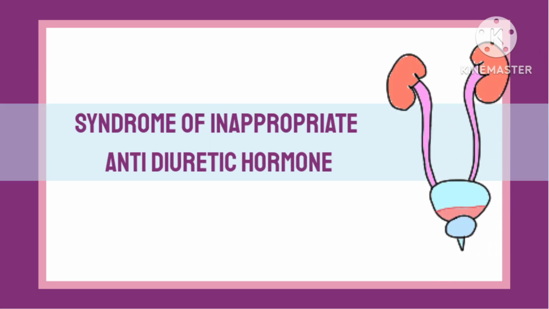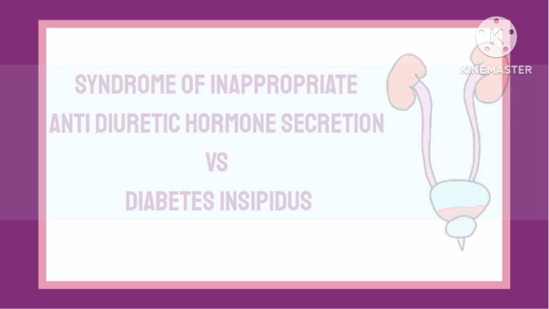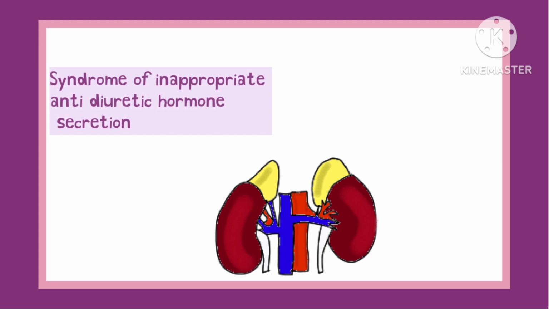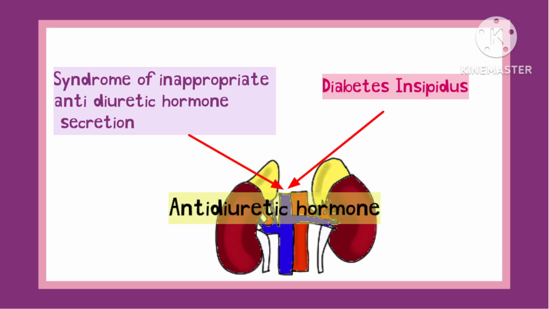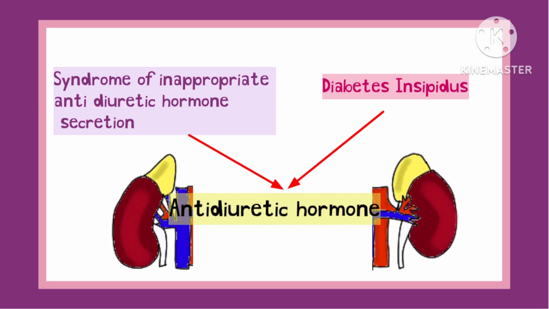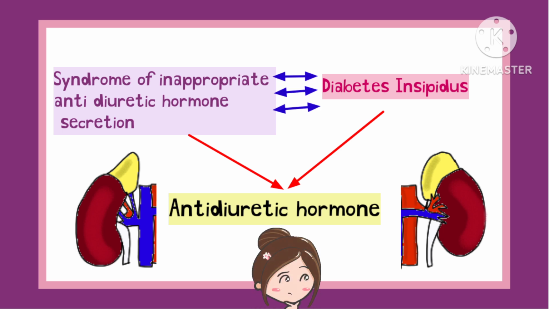Difference between syndrome of inappropriate antidiuretic hormone secretion and diabetes insipidus. Syndrome of inappropriate secretion of antidiuretic hormone and diabetes insipidus are two disorders related to antidiuretic hormone, but the exact definition of opposite disorders. This video will definitely help clarify all your doubts about this condition.